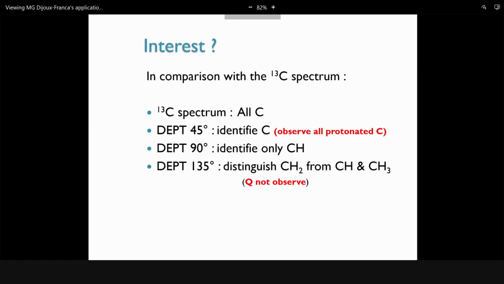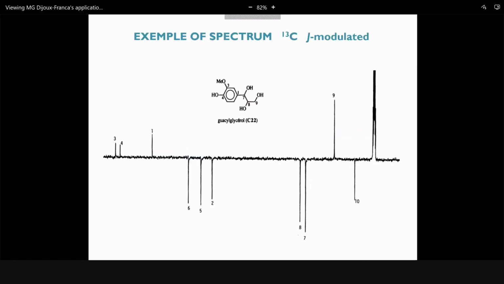So what does it look like? For example, this is a J-modulated spectrum for this molecule. If you have the structure, it's easy to identify the carbons. Using a table, you will be able to identify the carbons. For example, carbon 9 is a CH2.